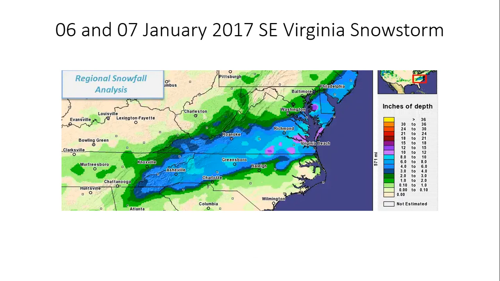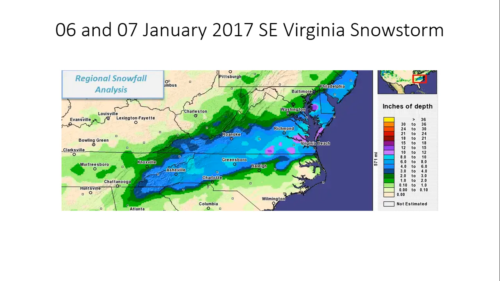This was the snowstorm from 6 and 7 January 2017. Southeast Virginia, we got hit pretty good in Hampton Roads cities on this one. You see that purple shading there? That indicates 10 to 12 inches of snow. The lighter blue shading indicates 8 to 10 inches of snow, and the darker blue shading indicates 6 to 8 inches of snow. So this was a good one.